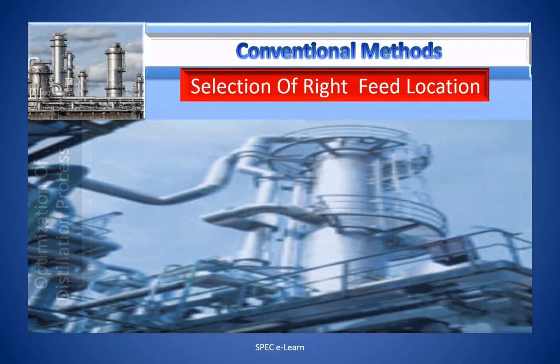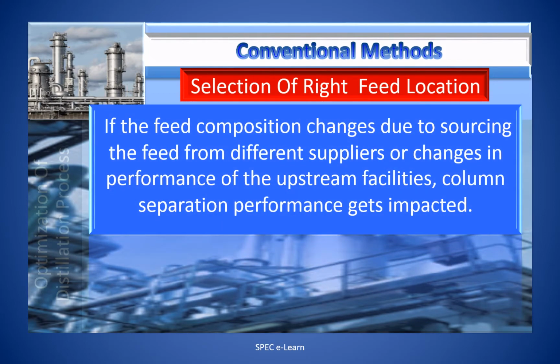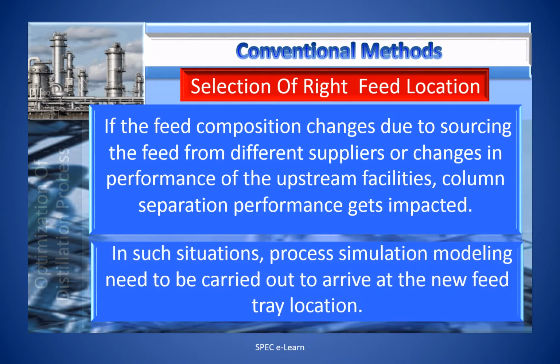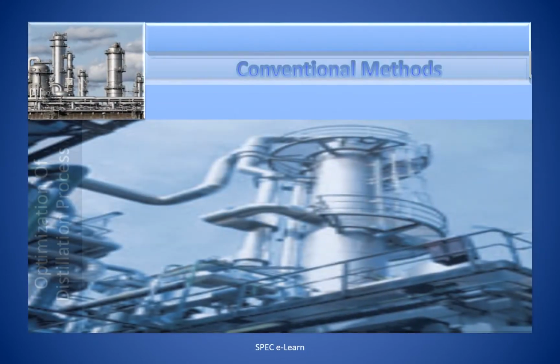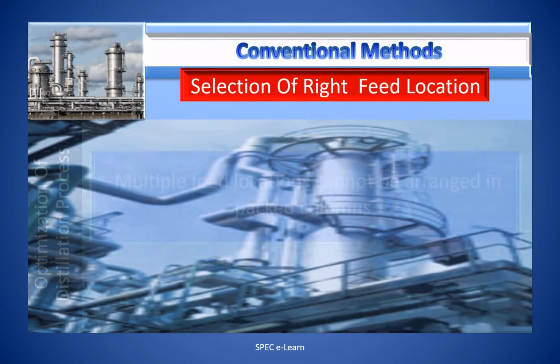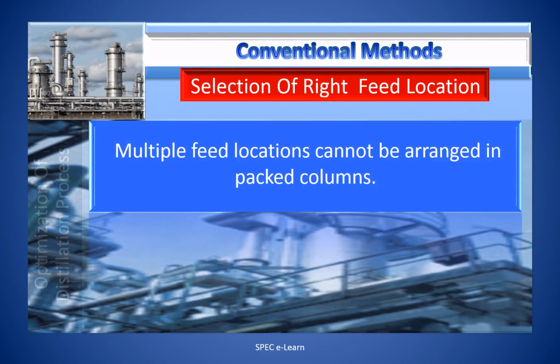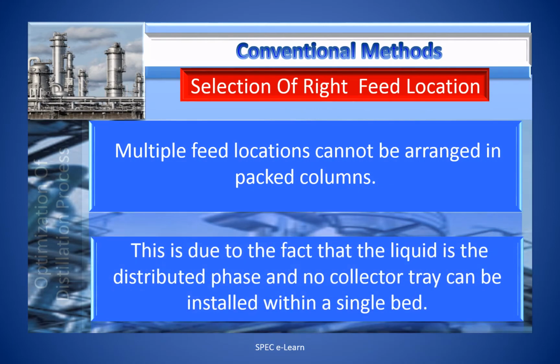If the feed composition changes due to sourcing of feed from different suppliers or changes in performance of the upstream facilities, the column separation performance gets impacted. In such situations, process simulation modeling needs to be carried out to arrive at the new feed tray location. Multiple feed locations cannot be arranged in packed columns. This is due to the fact that the liquid is a distributed phase and no collector tray can be installed within a single bed.